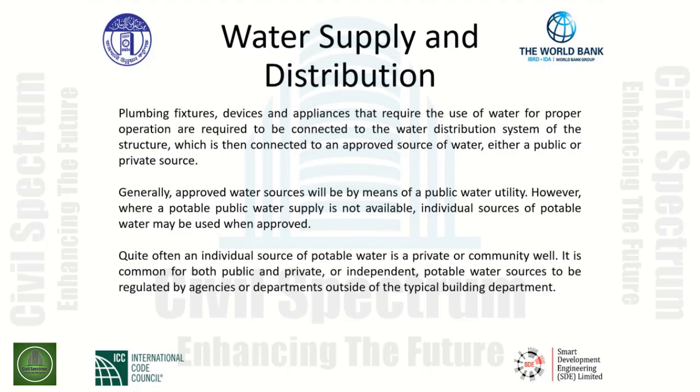Quite often, an individual source of potable water is a private or community well. It is common for both public and private or independent potable water sources to be regulated by agencies or departments outside of the typical building department. So as a participant in this seminar, we should be aware of who these agencies are that regulate different parts of the water system, from the water main to the water service pipe, and then into the building and the building's distribution system.